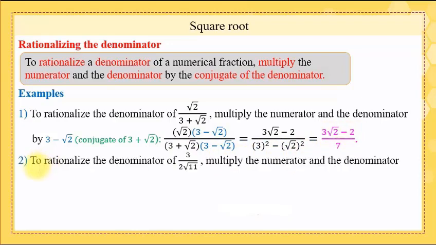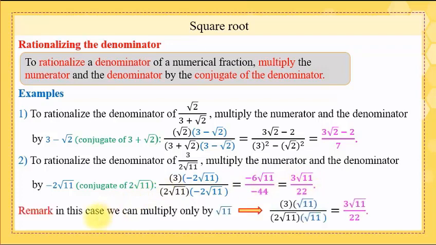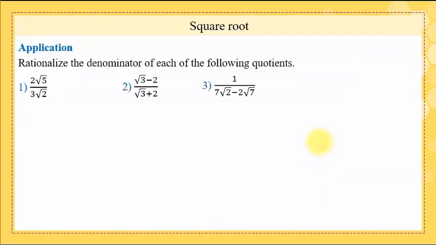The second example, to rationalize the denominator of 3 over 2 radical 11, we should multiply the numerator and the denominator by minus 2 radical 11, because it is the conjugate of 2 radical 11. And when we multiply both terms of the fraction, we will get 3 radical 11 over 22. Pay attention here. Since we have 2 radical 11 in the denominator, in the form of a radical b, we can multiply only by radical b, which is radical 11 in this case, to get the same answer, 3 radical 11 over 22. This application is for you.